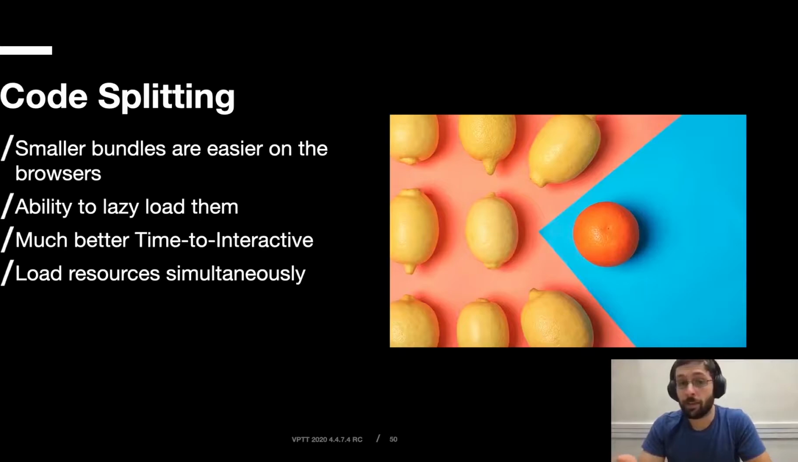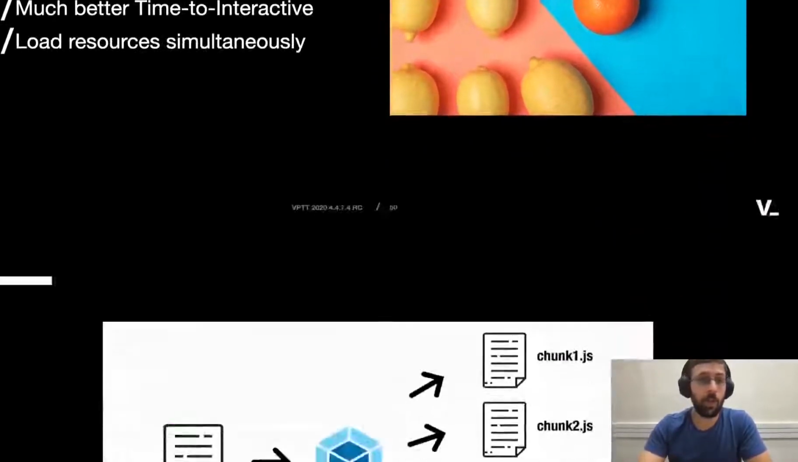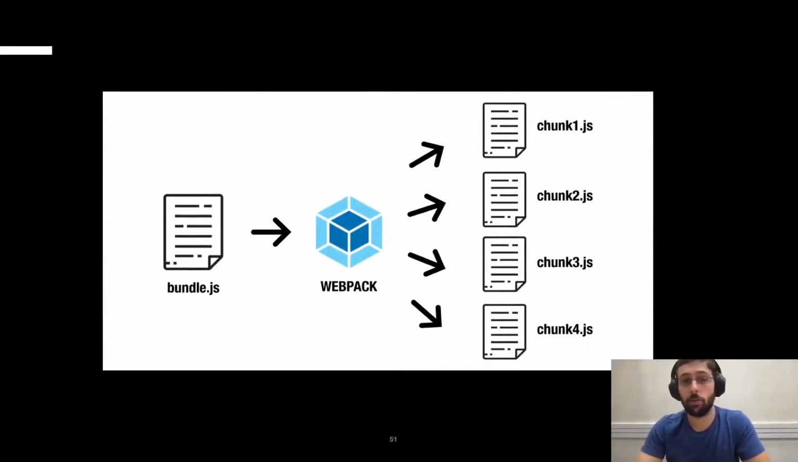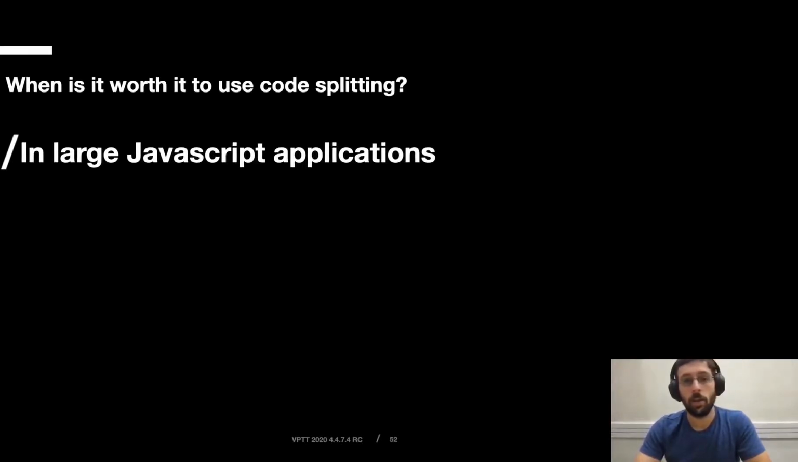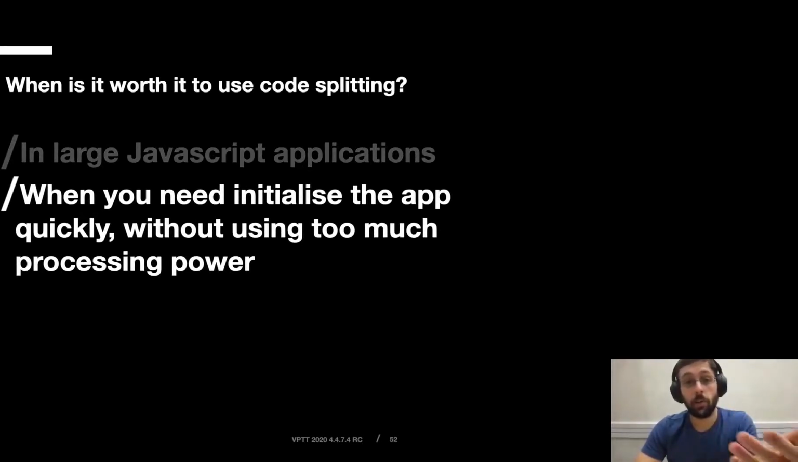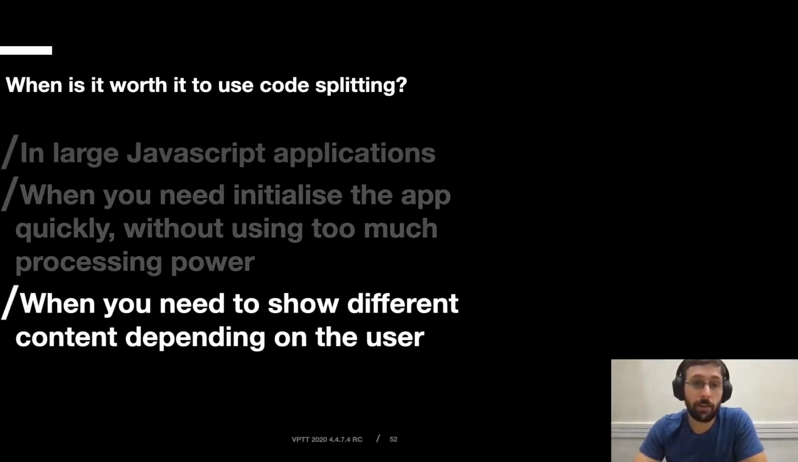Code splitting with React or any other JavaScript library of choice is the answer to this exact problem. When is it worth using code splitting? In particular, when you have a large JavaScript application, when you need to initialize the app quickly without using too much processing power, for example on mobile devices, or when the application has multiple permission groups or sections visible only to specific users, as well as any other case when you need to show different content depending on the user.